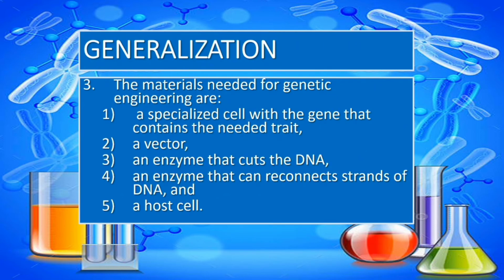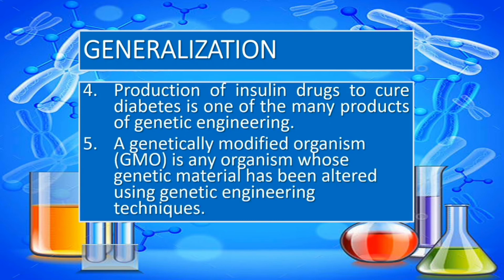The materials needed for genetic engineering are a specialized cell with a gene that contains the needed trait, a vector, an enzyme that cuts the DNA, an enzyme that reconnects strands of DNA, and a host cell. Production of insulin drugs to cure diabetes is one of the many products of genetic engineering. A genetically modified organism, or GMO, is any organism whose genetic material has been altered using genetic engineering techniques.